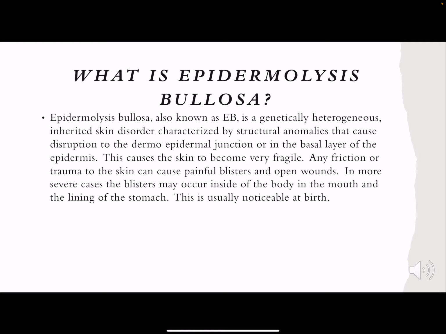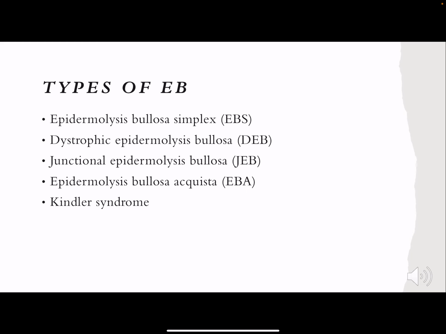In more severe cases, the blisters may occur inside of the body, in the mouth, and in the lining of the stomach, and this is usually noticeable at birth. There are different types of EB. There's epidermolysis bullosa simplex, EBS, dystrophic epidermolysis bullosa, DEB, junctional epidermolysis bullosa, JEB, epidermolysis bullosa acquisita, EBA, and Kindler syndrome. I'm going to go over the three most common ones.